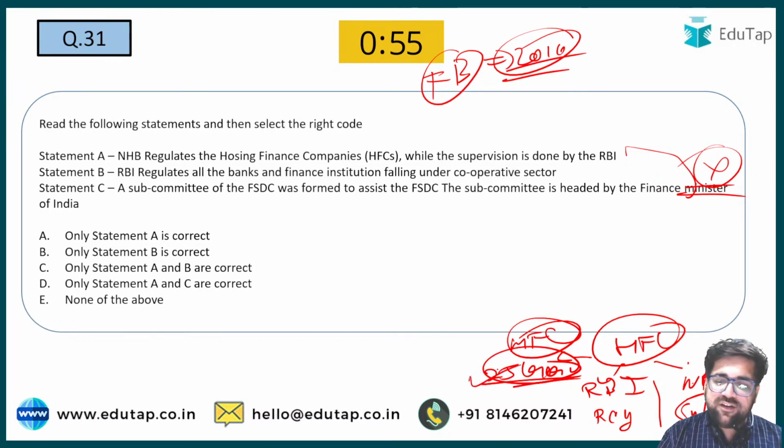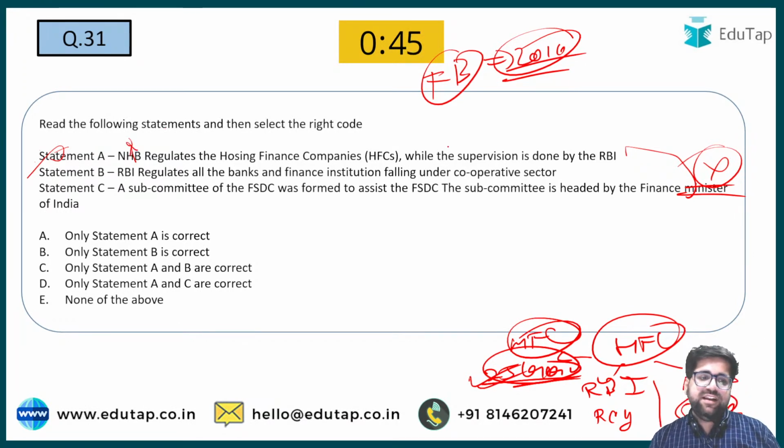Sorry, it's 25 crores. Okay. So this statement was incorrect because NHB regulates housing finance companies, no, RBI regulates. Who supervises? So you have to remember it's NHB.